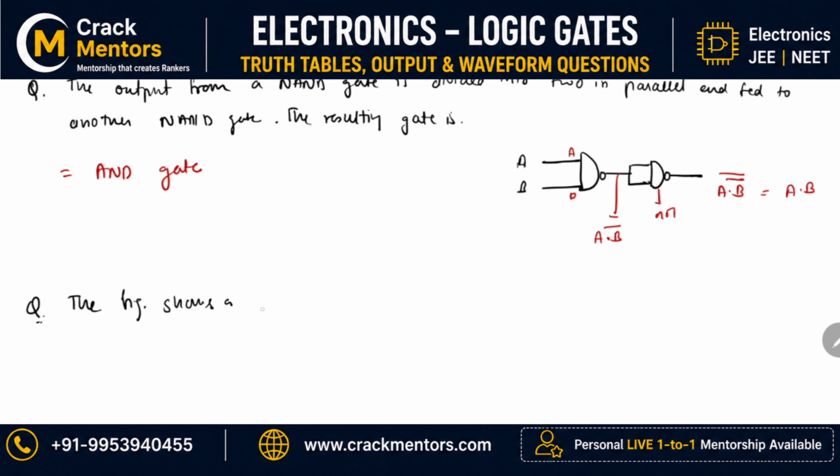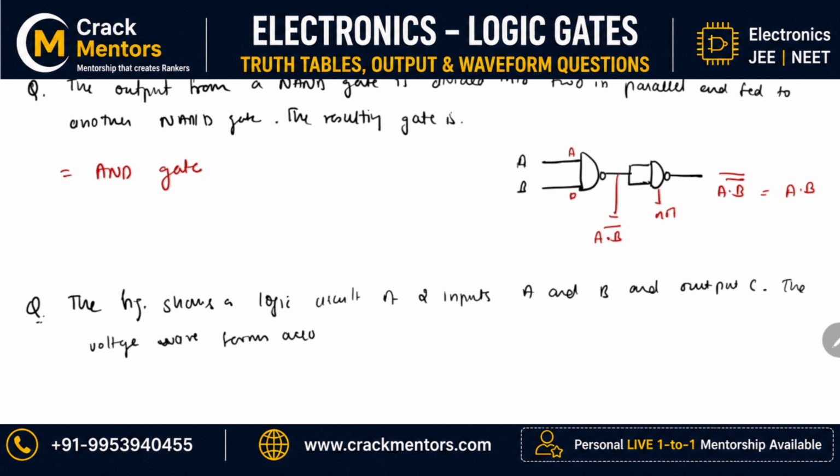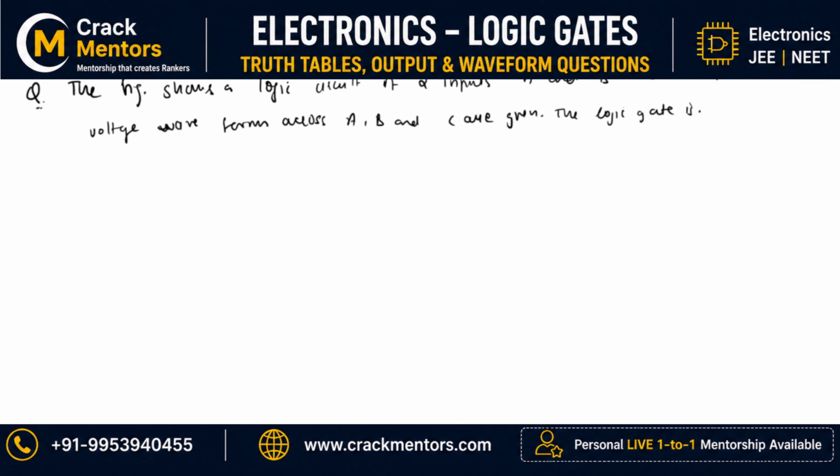The figure shows a logic circuit of two inputs, A and B, and the output C. The voltage waveforms across A, B and C are given to you. You have to tell which logic gate it represents. Remember I said that I am drawing the time graph because questions are being asked from there.